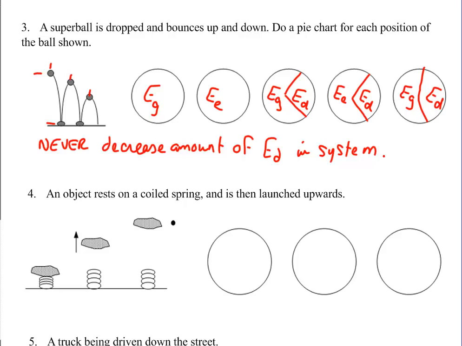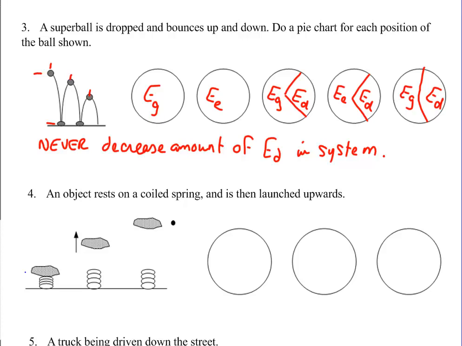I'll let you walk through number 4. Pause the video. See if you can come up with energy pies for the first, second, and third positions of the rock. And when you've drawn it on your notes, then you can start the video back up and check to see how you did.